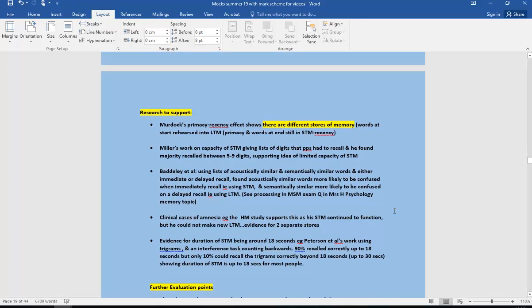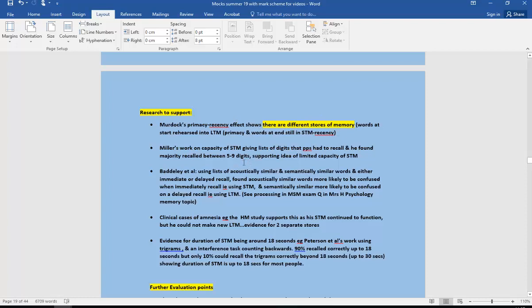We need to then go on to what our evidence is to support this. You can pause the screen and take your time over this, but I'm just going to run through them really quickly. Murdock's primacy recency effect shows there are different memory stores. Words at the start were rehearsed and went into long-term memory, therefore the primacy effect. Words at the end were still in short-term memory, therefore the recency effect. The really key thing is it shows that there are different memory stores. You don't need to describe the whole study, just pick out this.